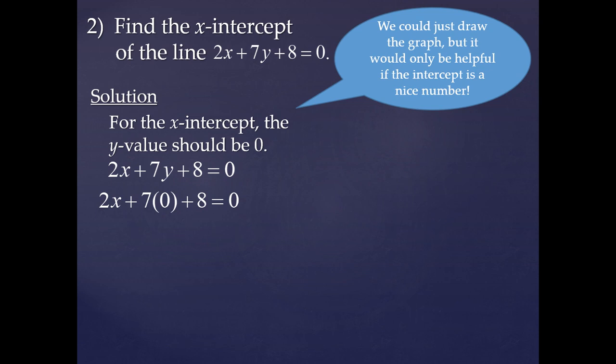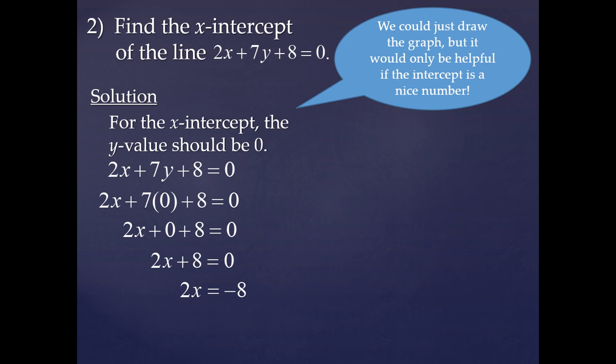So we have now 2x plus 7 times 0 plus 8 equals 0. 7 times 0 is literally 0. So we have 2x plus nothing plus 8 equals 0. We can get rid of that plus 0 there. So we have 2x plus 8 equals 0. And now we're just solving for x. So we're going to bring that 8 to the other side. So now it becomes minus 8, of course.